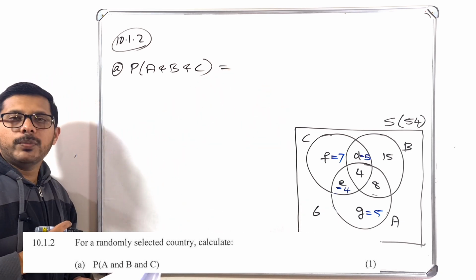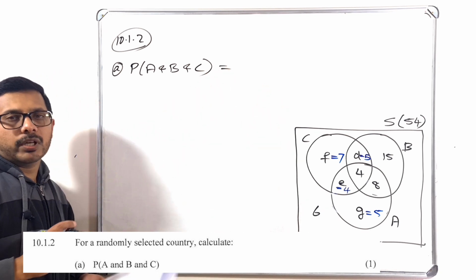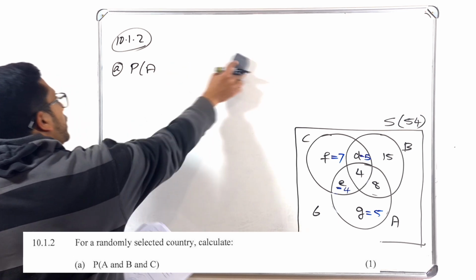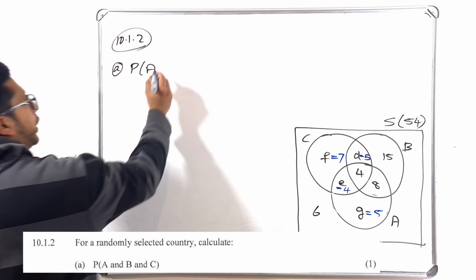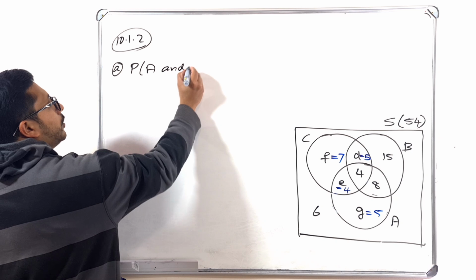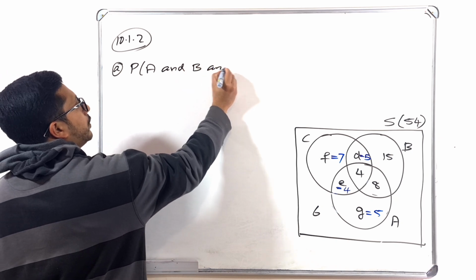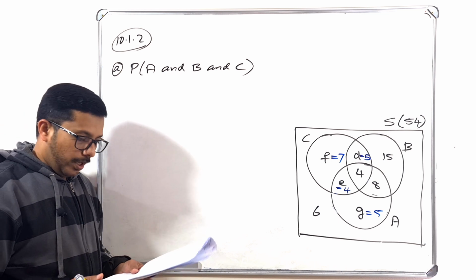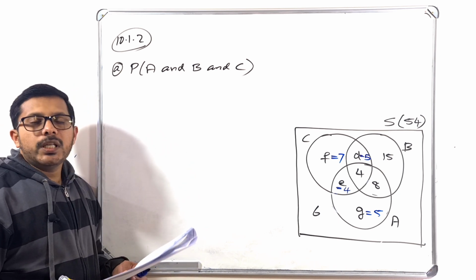Probability of A and B and C. Let me write it exactly like what is given in the question. Probability of A and B and C.